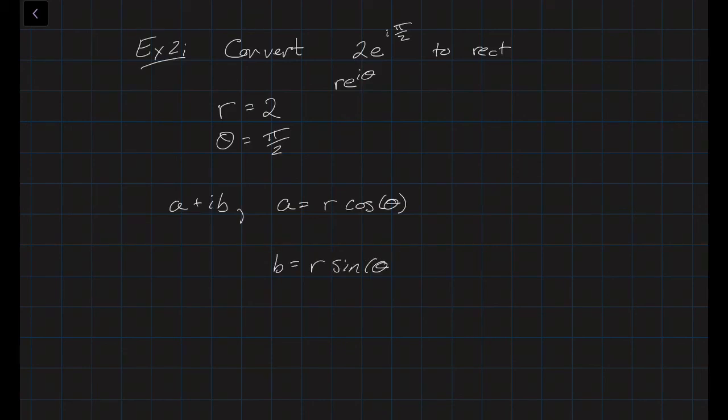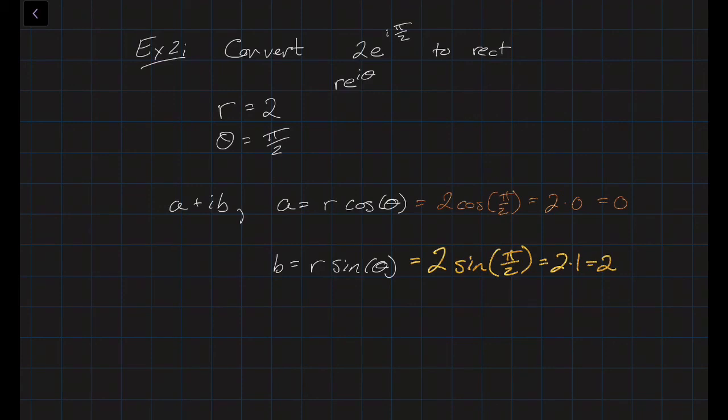So that tells us that a is 2 cosine of pi over 2, and that's going to be 2 times 0, because cosine of pi over 2 is 0, which is just 0. On the b coordinate, or the imaginary component, it's going to be 2 times the sine of pi over 2, which is 2 times 1, which is going to be 2. So this tells us that our rectangular coordinate conversion gives us 2i.